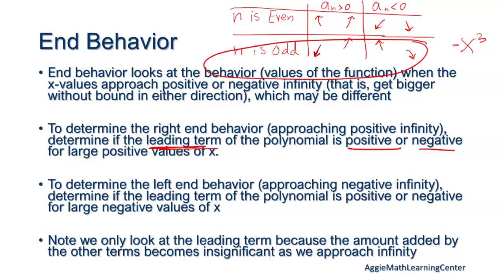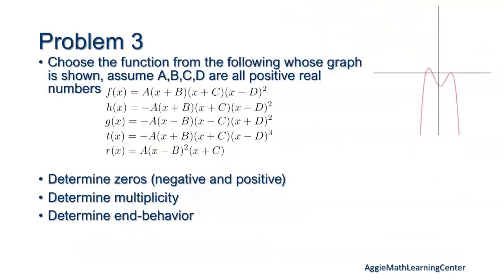Perfect. Sorry, I'm kind of doing this in a mess. But choose the function from the following whose graph is shown. Assume A, B, C, and D are all positive real numbers. So it doesn't actually matter what the zeros of this are, it just matters that there are zeros. So we've got a 0 there, there, and there.